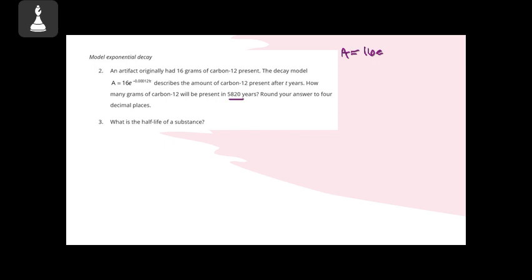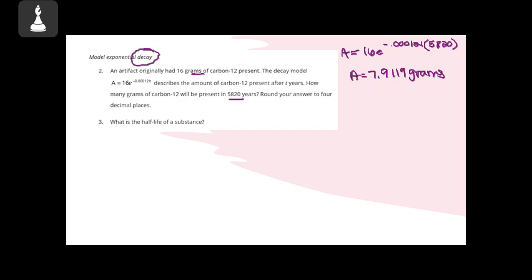So 16e to the negative 0.000121 is going to be times 5,820. And you're just going to go into your scientific calculator. You can type that exactly as is. 16e, raise it to the power, and you should come up with 7.9119, and my units are grams. I know I did it right because the value should have gone down when you see that word decay.